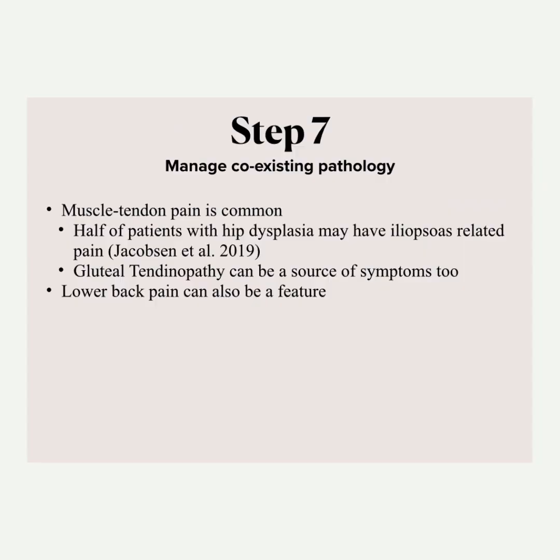Okay, last couple of points. Step 7, we want to manage the coexisting pathology. It's really common for hip dysplasia to present with other painful areas. So muscle tendon pain around the hips is common. There's some research suggesting half of patients with hip dysplasia may have iliopsoas related pain. A gluteal tendinopathy can be a source of symptoms too, as can lower back pain in people with hip dysplasia.